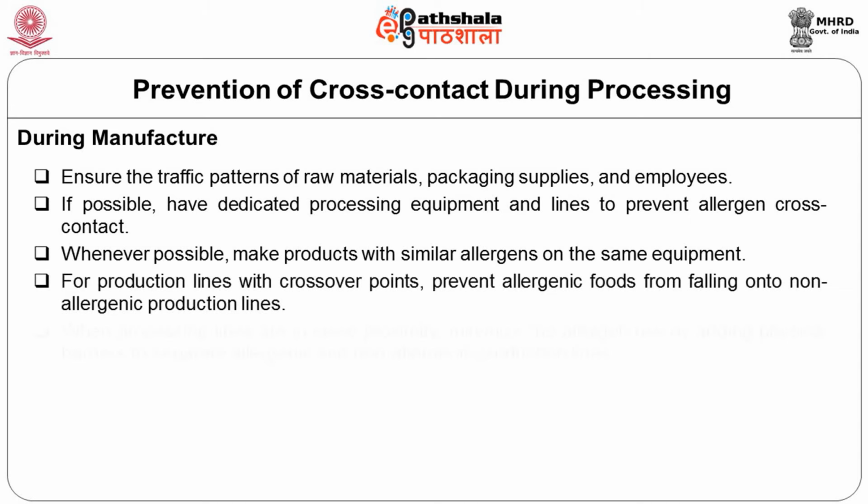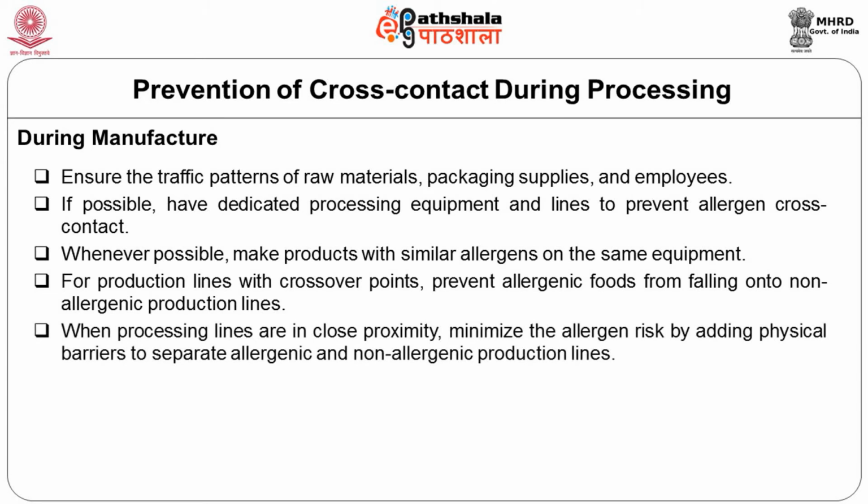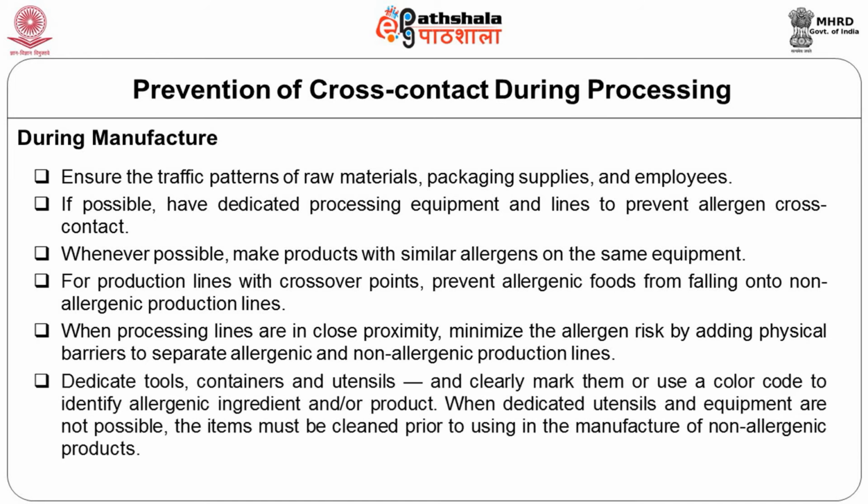For production lines with crossover points, prevent allergenic foods from falling onto non-allergenic production lines. When processing lines are in close proximity, minimize the allergen risk by adding physical barriers to separate the allergenic and non-allergenic production lines. Dedicated tools, containers, vessels, and utensils must be used for these two, and if required, color code must be used to identify allergenic ingredients and or the products.